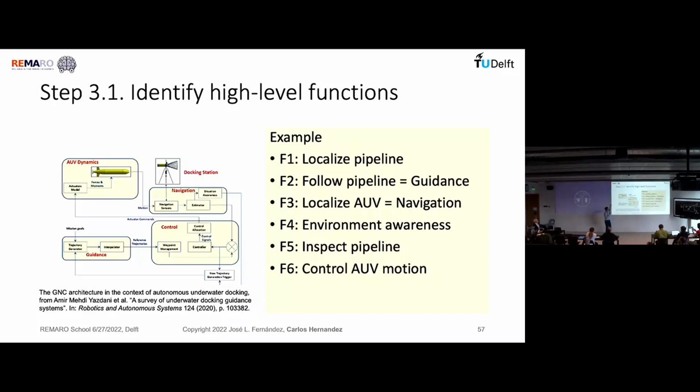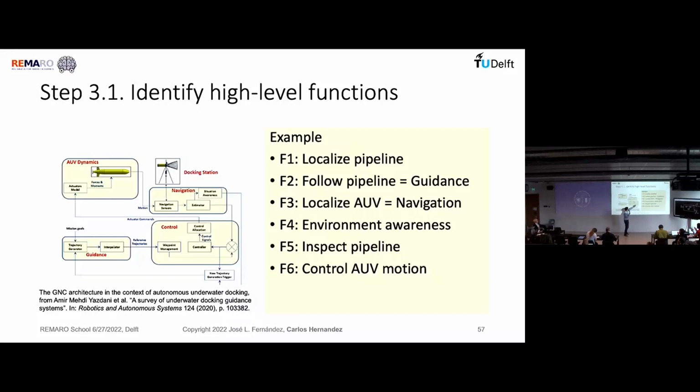So some people already wrote about this. They already identified different systems: guidance, control, navigation. So probably our high-level functions should represent those, right? So we can have the localize pipeline. That's a very specific function for our case, but follow the pipeline. That probably relates to this guidance subsystem. So this means that you can use the domain models, what other people already know about your domain, to identify your high-level functions. Okay?